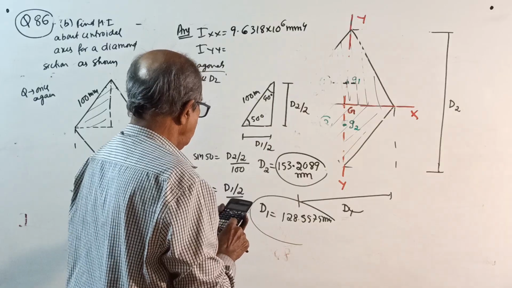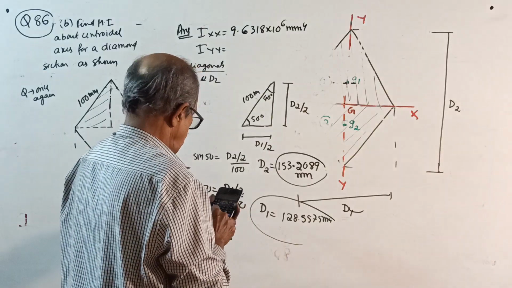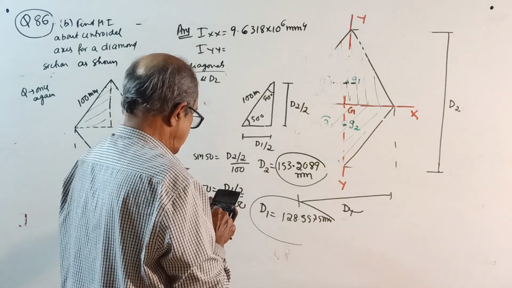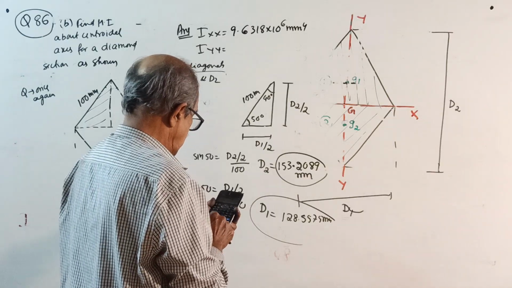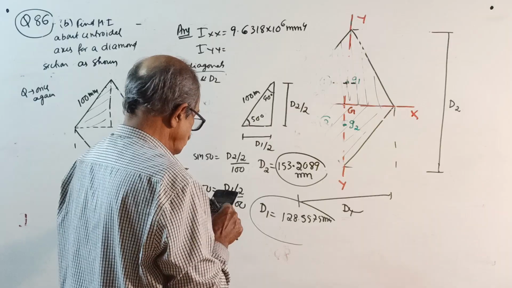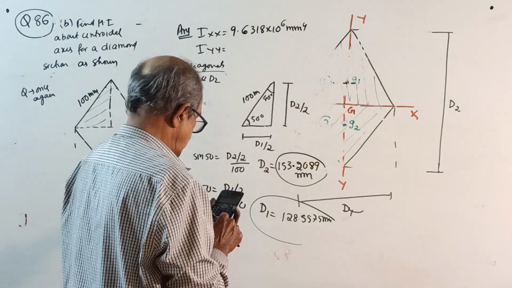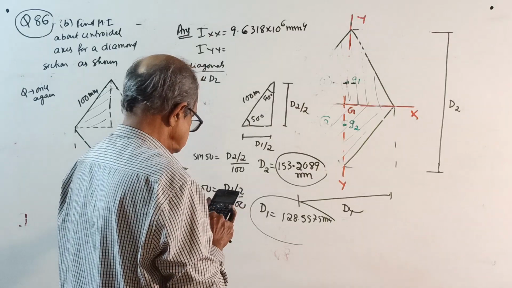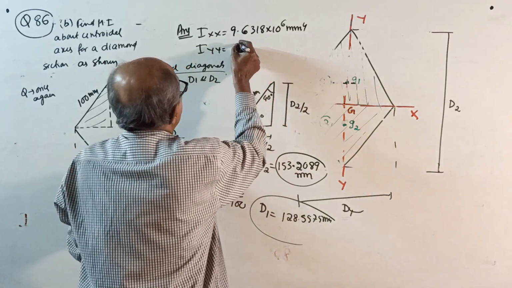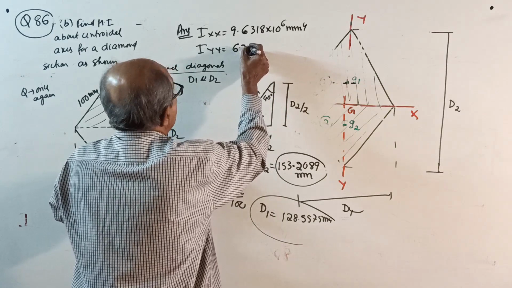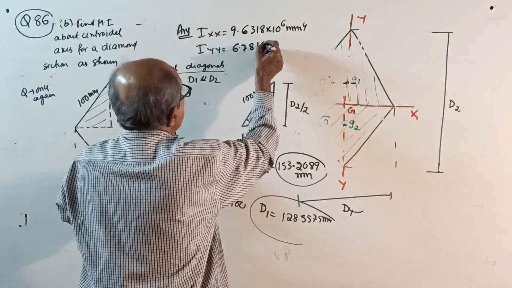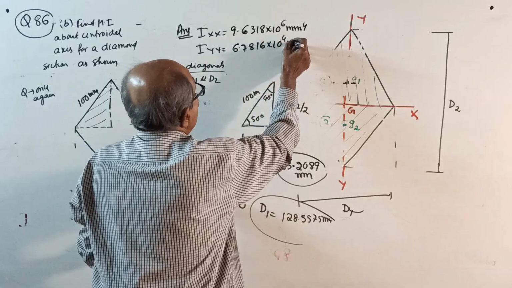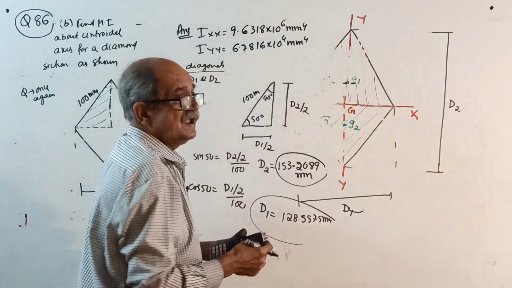IYY equals D2, 153.2089 into 128.5575 cube, divided by 48. It comes to 6.7816 times 10 to the power 6 millimeter power 4. Solve the question and get the answer.